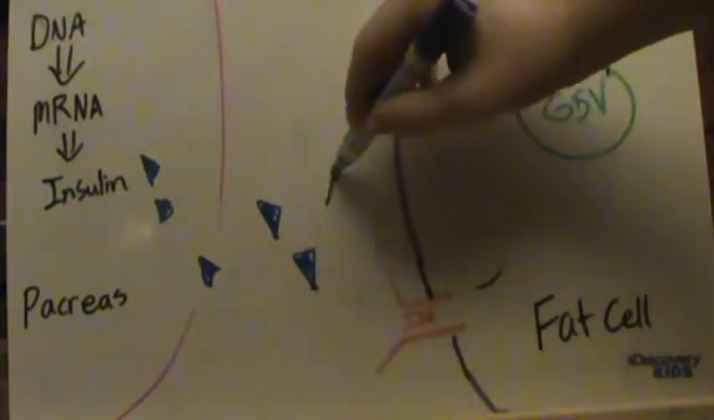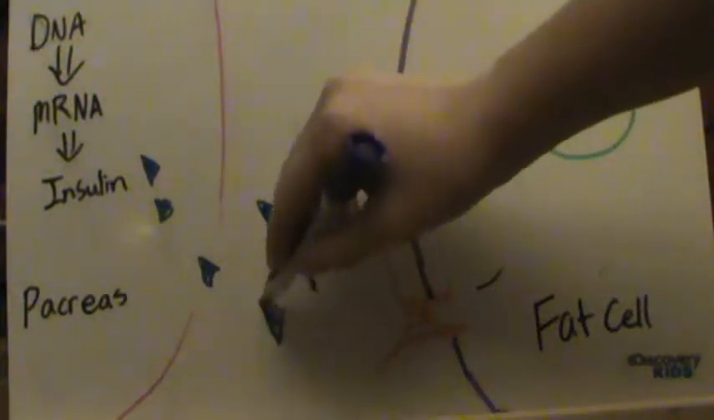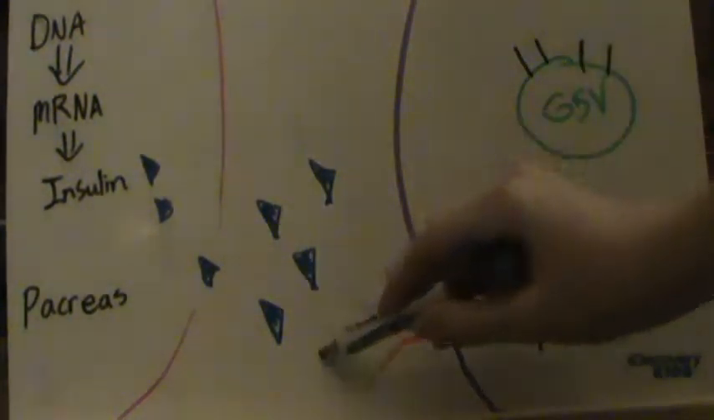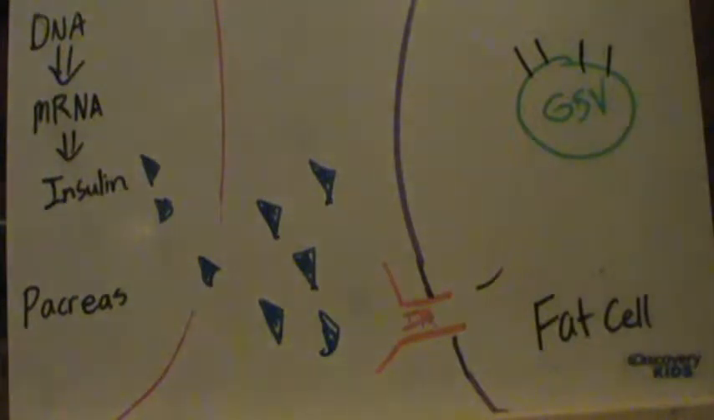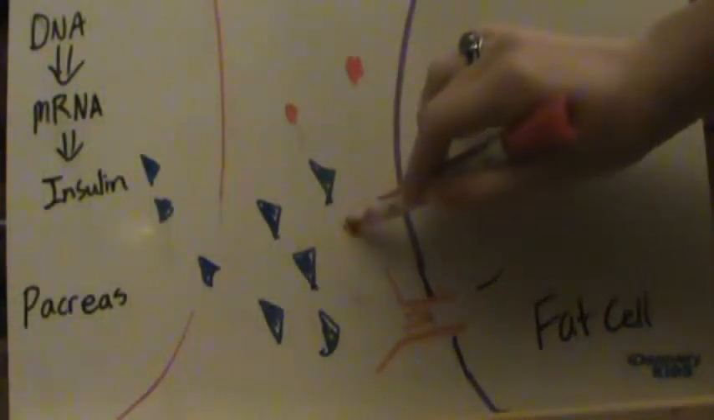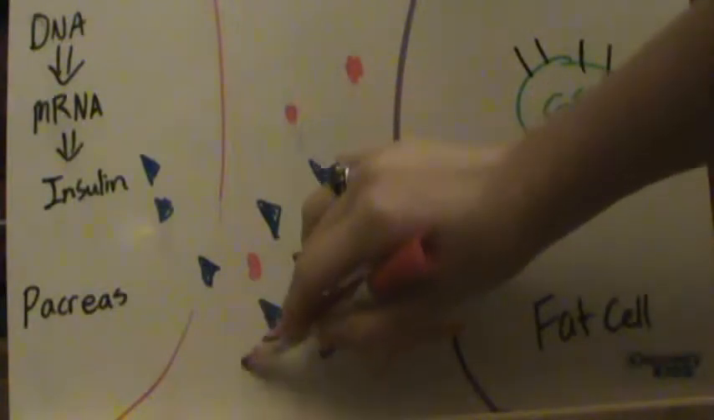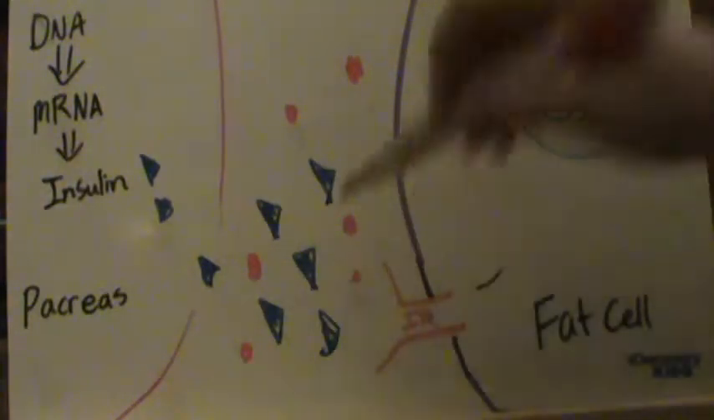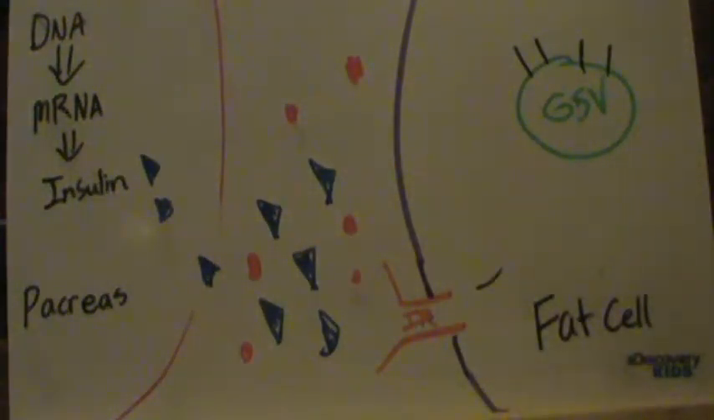Let's draw a couple more insulins, and then that's good enough. Let's draw one more. And because I am super excited for Thanksgiving, and I really want turkey, we're just going to say that we had our Thanksgiving feast. And this is our glucose from the Thanksgiving feast. And the glucose is in the bloodstream.